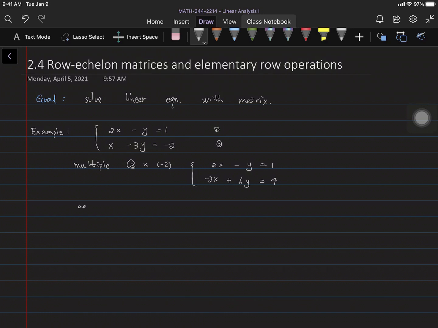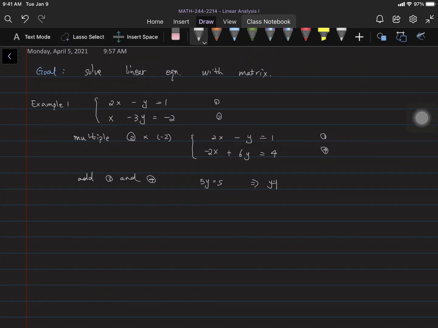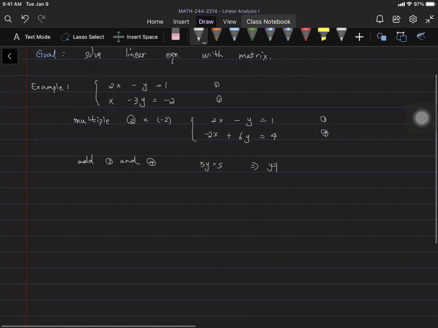Now we add the two equations, 3 and 4. What do we get? When we add those two equations, we can cancel the x. So we get 5y equals 5, and y equals 1. Then we plug into either equation, 1 or 2, and we can get x, right? This is how we solved the linear system before, when we learned it in school. Right now, we are going to move on to example 2.